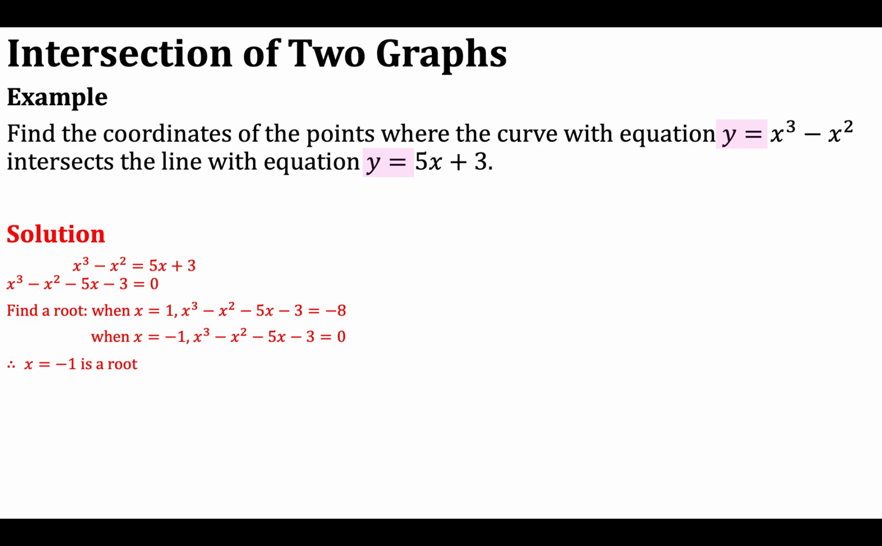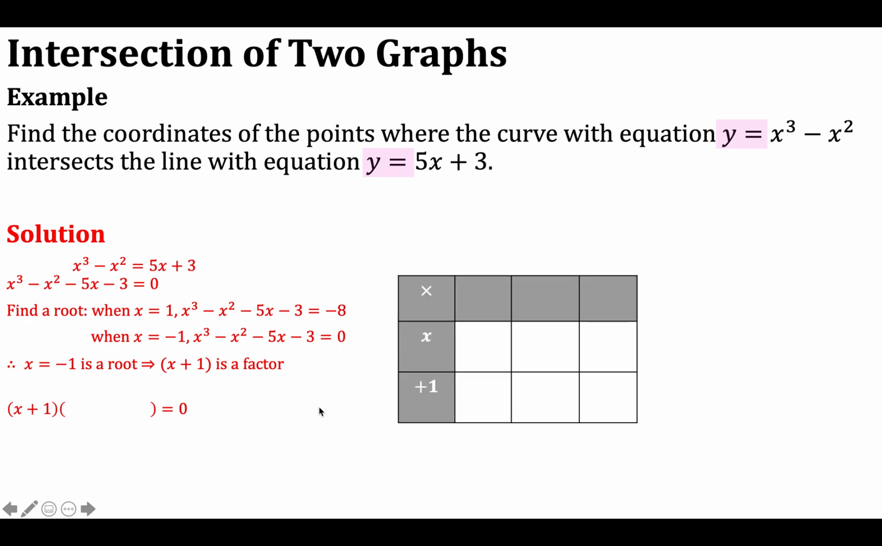So that means that x equals negative 1 is a root of the equation here, x cubed minus x squared minus 5x minus 3 equals 0. And that also implies then that x plus 1 is a factor of this expression on the left hand side. So we can continue this equation solving here by saying, well, x plus 1 multiplied by something will give me 0. So we need to find out what that something is, and to do that we employ the grid method.